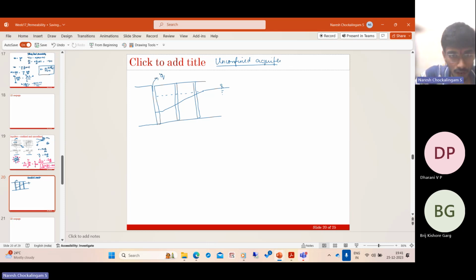Water is being pumped out, which means if you see the plan, this is the borehole, and at a distance r, water is flowing towards the borehole from all directions, towards the well from all directions.